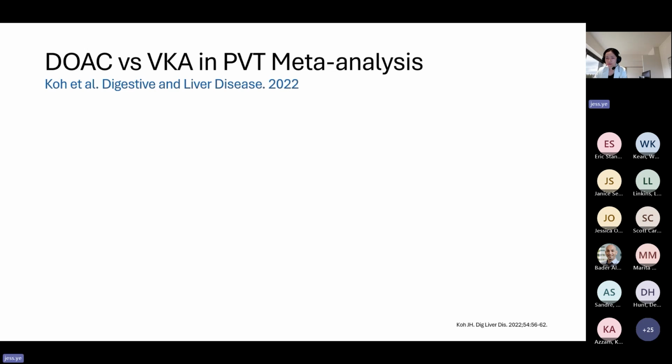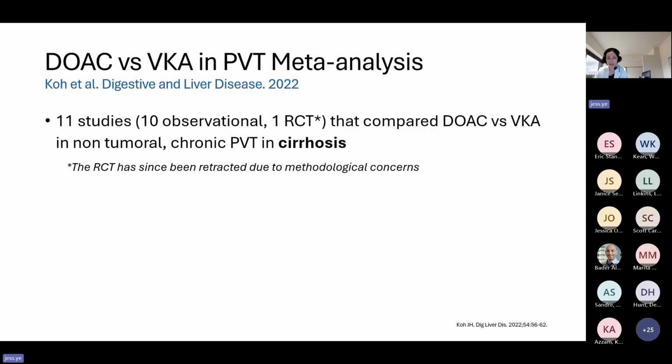There's limited evidence of DOAC use in portal vein thrombus in general, and more specifically in liver disease. Cole and colleagues did this meta-analysis looking at 11 studies, 10 observational and 1 RCT, that compared DOAC versus warfarin in non-malignant chronic portal vein thrombus in cirrhotic patients. I want to point out that, sadly, the only RCT here has since been retracted due to methodologic concerns.